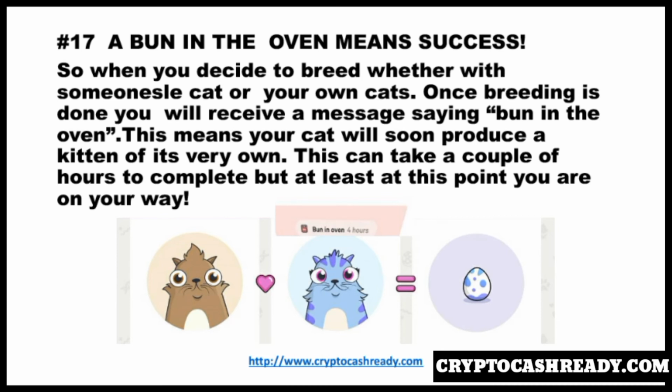Number 17, a bun in the oven means success. So when you decide to breed, whether with someone else's cat or your own cats, once breeding is done, you will receive a message saying bun in the oven. This means your cat will soon produce a kitten of its very own. This can take a couple of hours to complete, but at least at this point you're on your way.